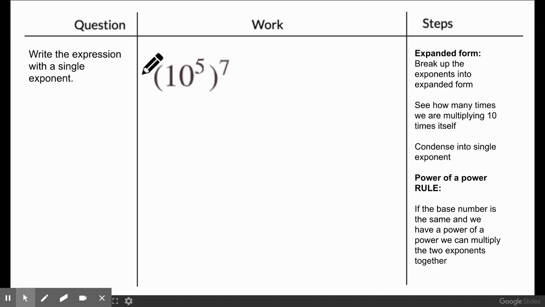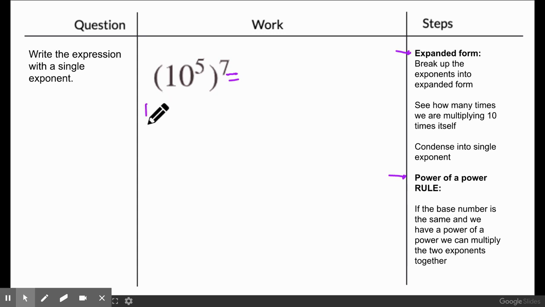Here we're asked to write the expression with a single exponent. We have 10 to the power of 5 to the power of 7. So eventually we want to get to the point where we can use the power to a power rule, because that's going to be the easiest way to solve this problem. But to make sure we understand how to do that, I'll go ahead and go into expanded form to show us what it looks like.